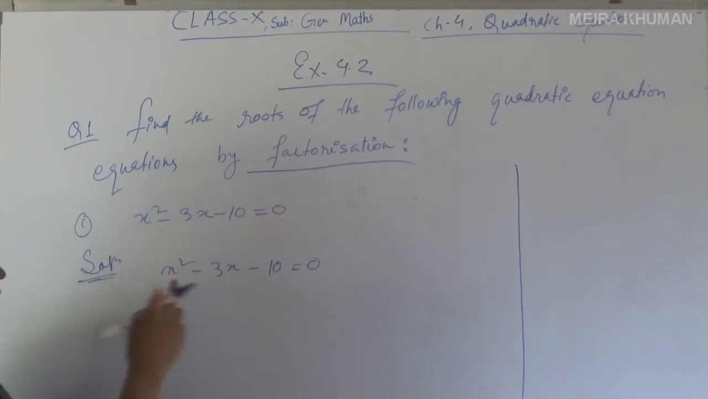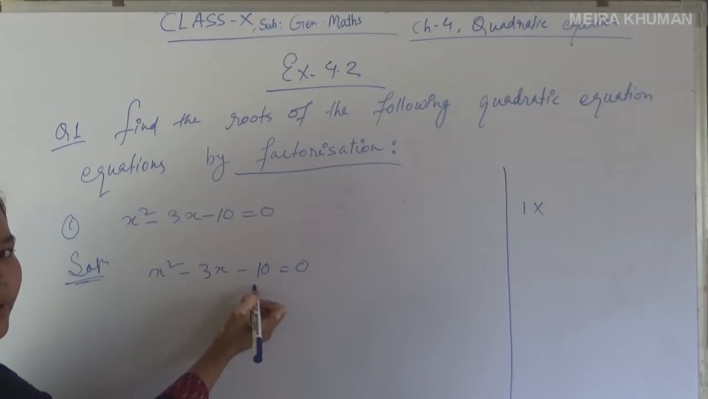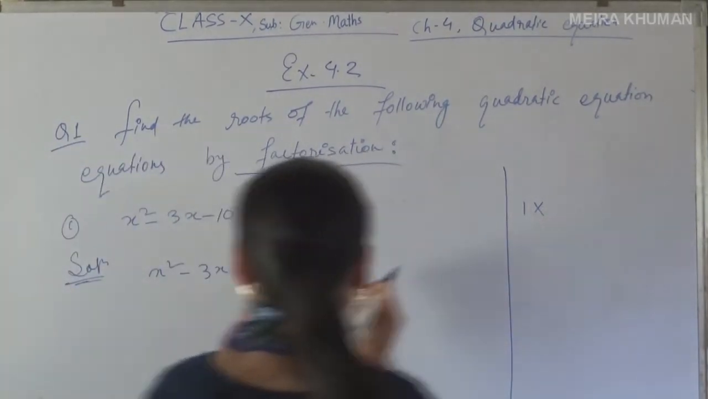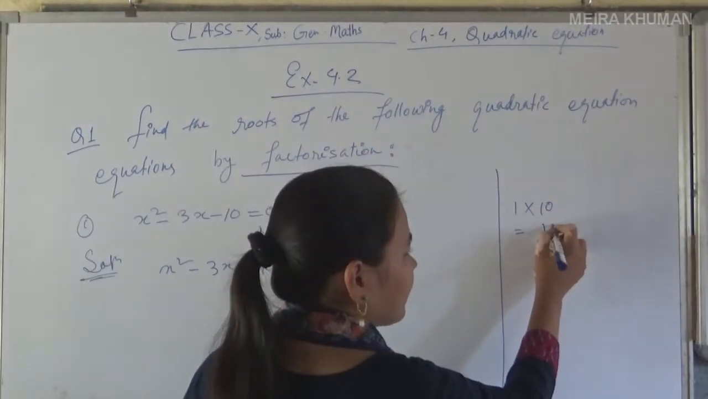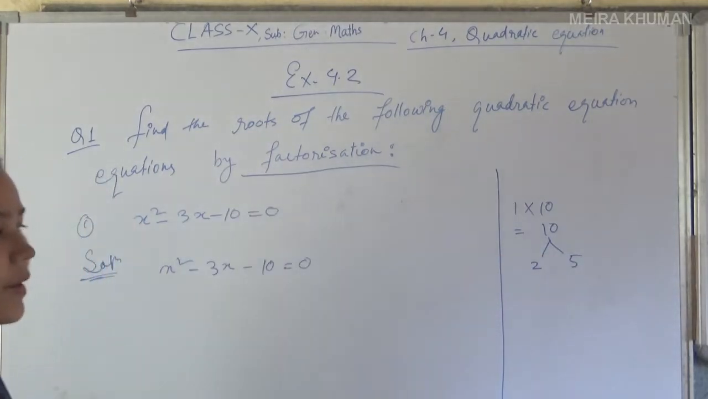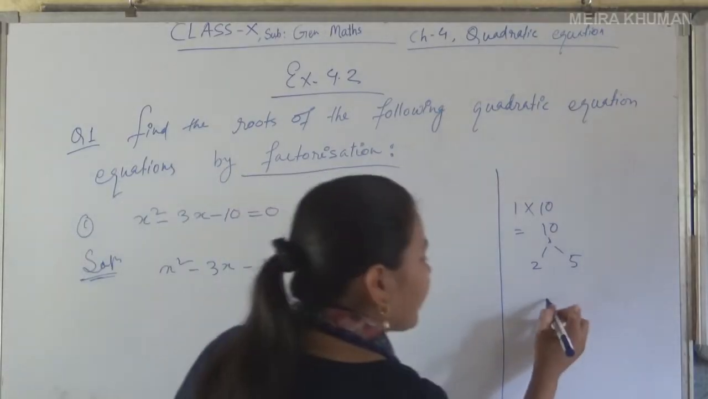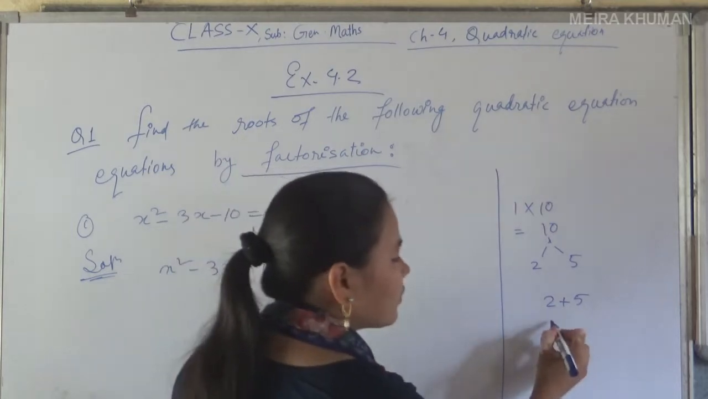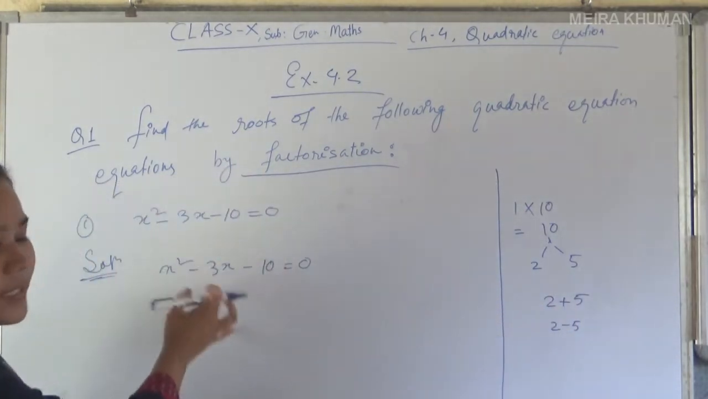Here a is 1, into c, which is minus 10. Just forget about the minus sign. Okay, this is your 10. Factors of 10 are 2 into 5. So if you add or subtract these two factors, 2 plus 5 or 2 minus 5 or 5 minus 2, you should get the middle term.